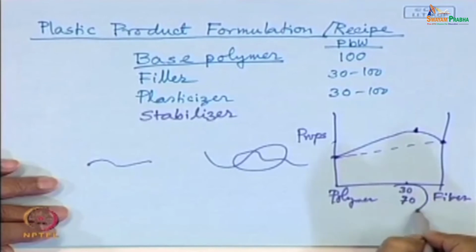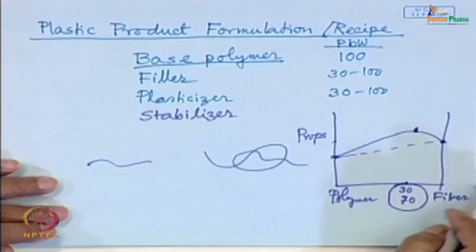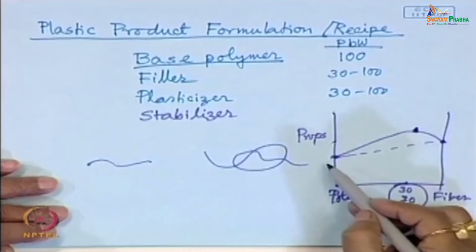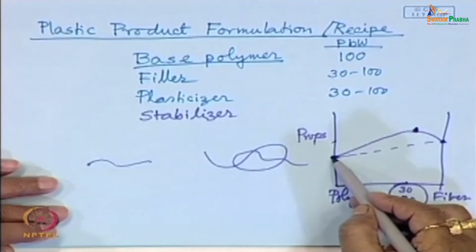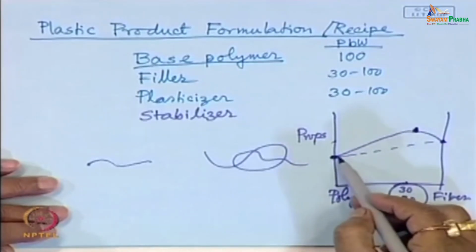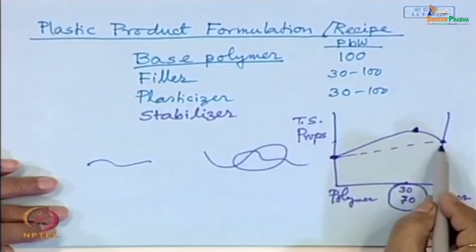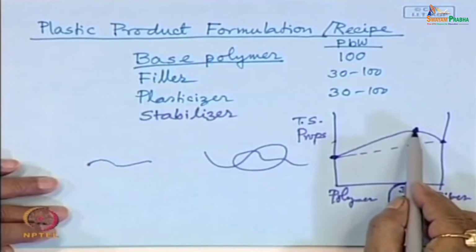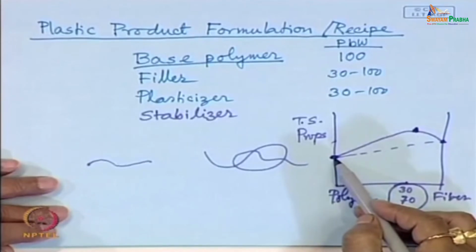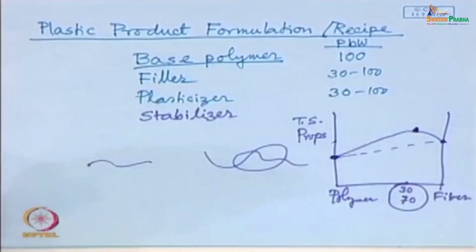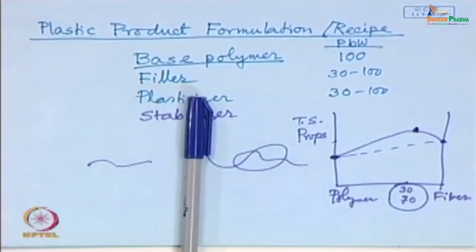So, in a filled or fiber reinforced composite, you will have property enhancement like this. This is your property, meaning the tensile strength of the pure polymer. If this is the tensile strength of the pure fiber, then the strength of the composite will be more than the individual strengths of polymer as well as fiber. So, here is the advantage of using these fillers or reinforcements.